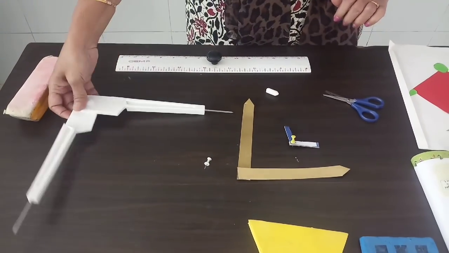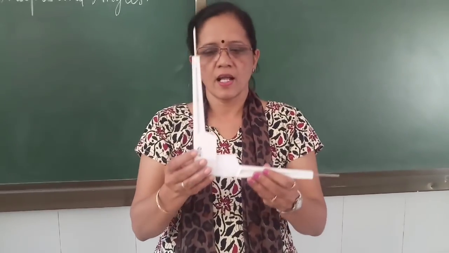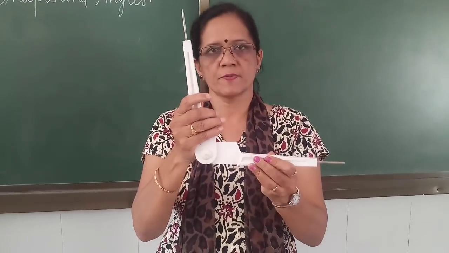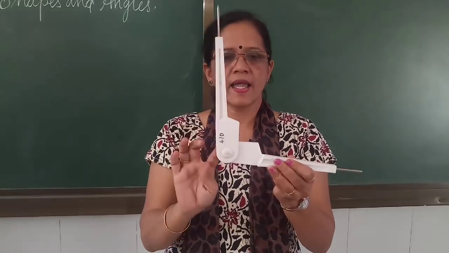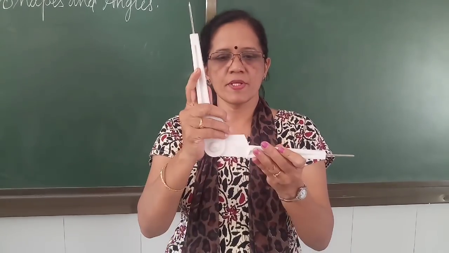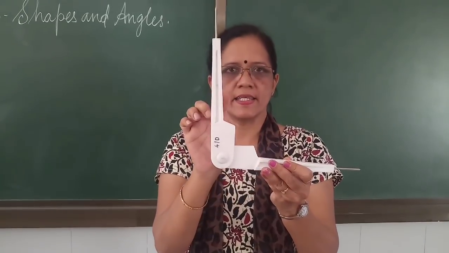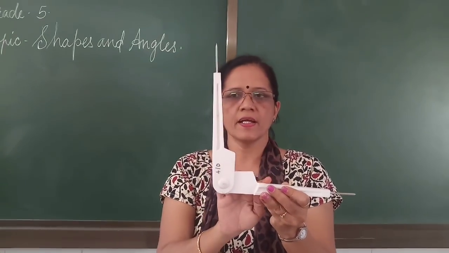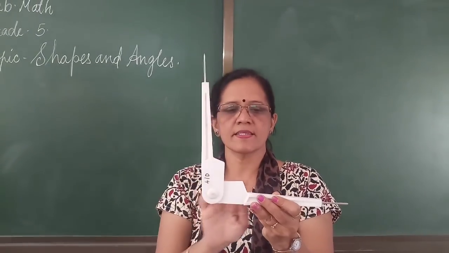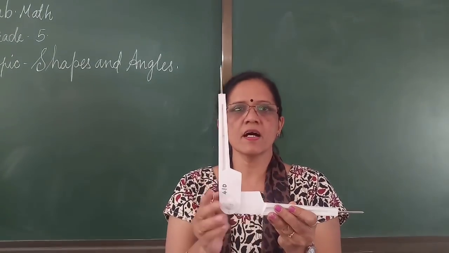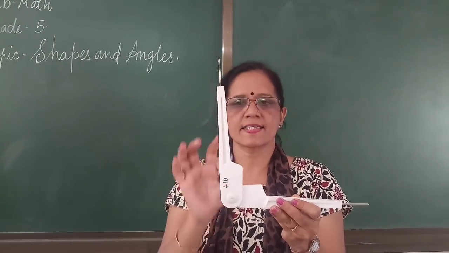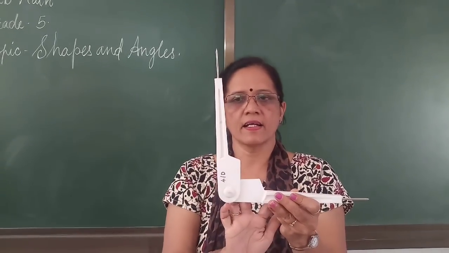Okay, now I will start with the bigger angle tester, that is the divider. Now what shape can you observe here? Yes, this is an L shape. L shape means what? What angle is formed here? 90 degrees. Yes, L shape means 90 degrees, and 90 degrees means a right angle.